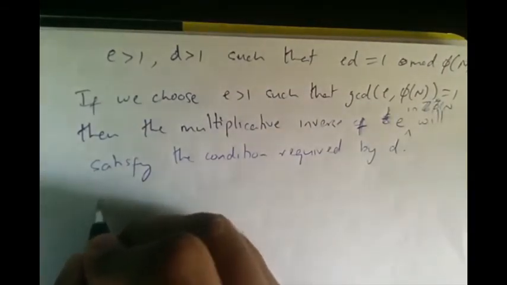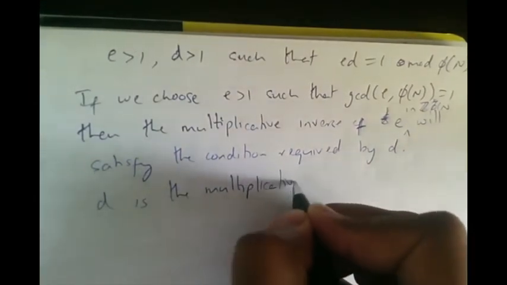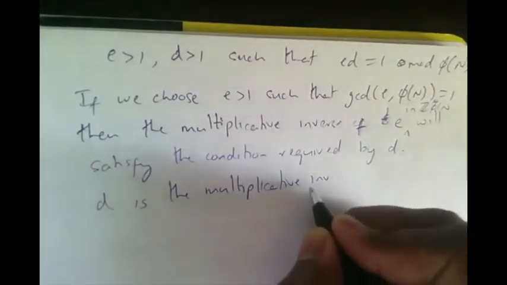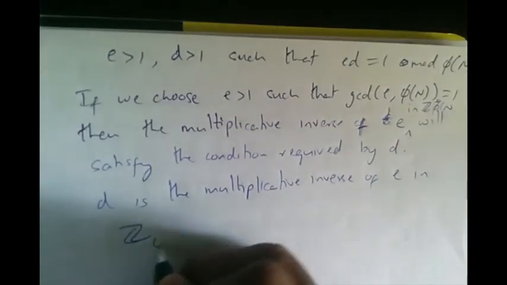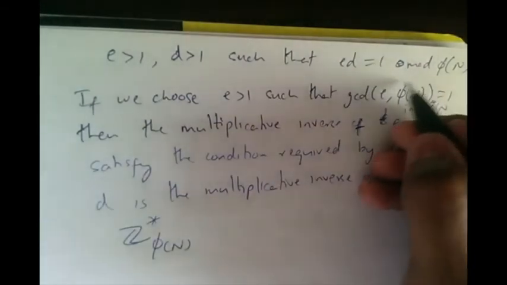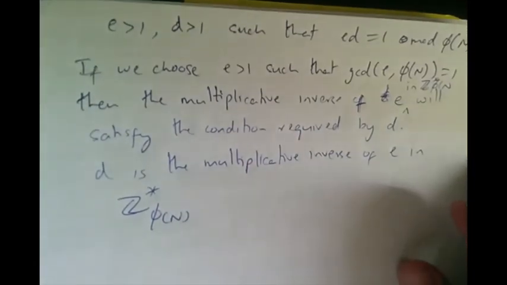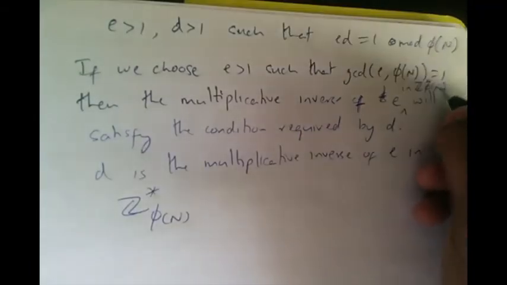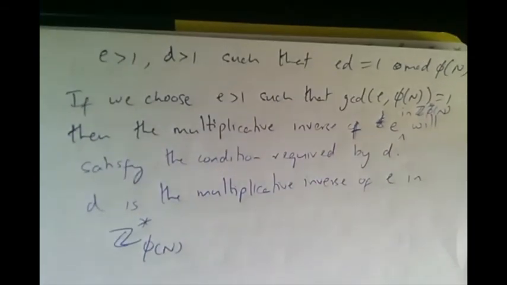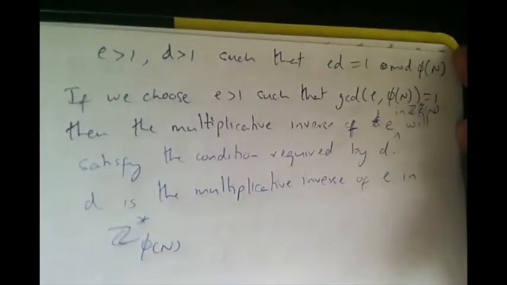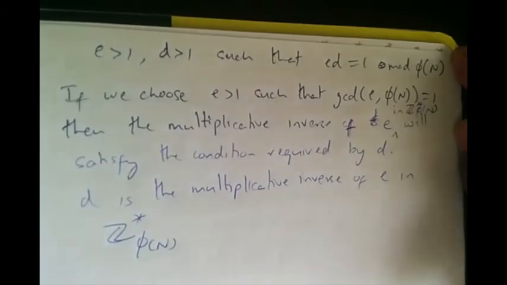So let me write it here. D is the multiplicative inverse of e in Z star, where the modulus is now phi of N, because we want ed equals 1 mod phi of N, not mod N. So we have N, a modulus which is the product of two primes, and we have e and d such that ed equals 1 mod phi of N.